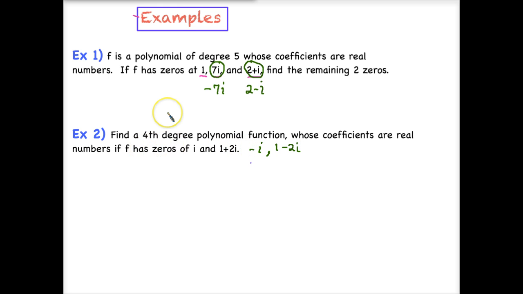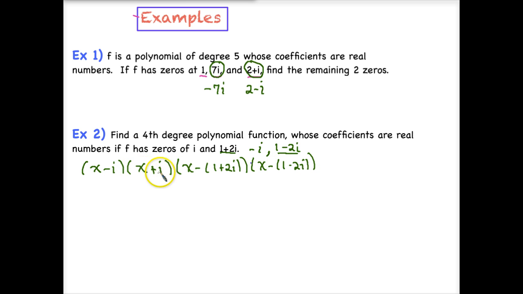In order to find the 4th degree polynomial, we need to take the zeros and write them as factors. Our first factor will come from our 0, which is i, so that's x minus i. Then we have a -i, so that'll be x plus i. Looking at our other numbers, we have a 1 plus 2i and a 1 minus 2i. That's just a complex number, so we still write it as x minus the number 1 plus 2i. And then for our second one, we have x minus 1 minus 2i.